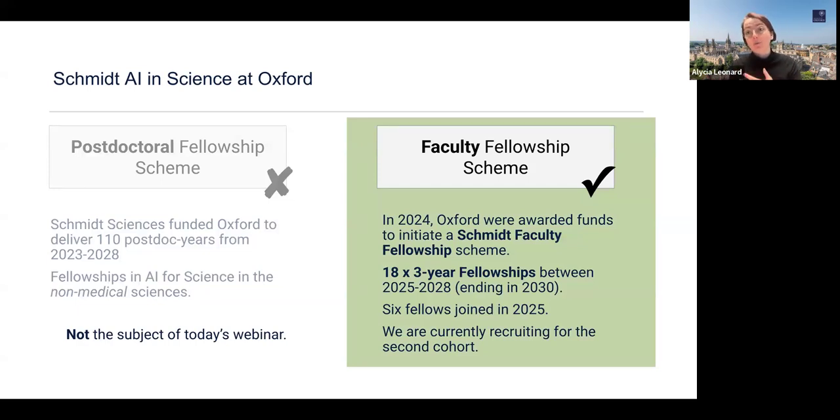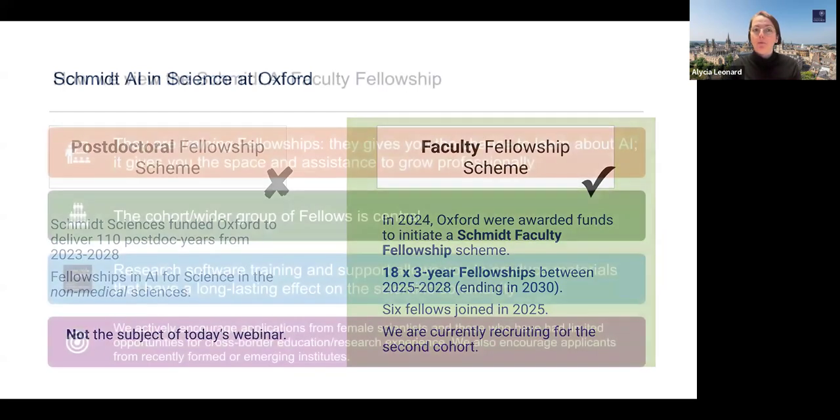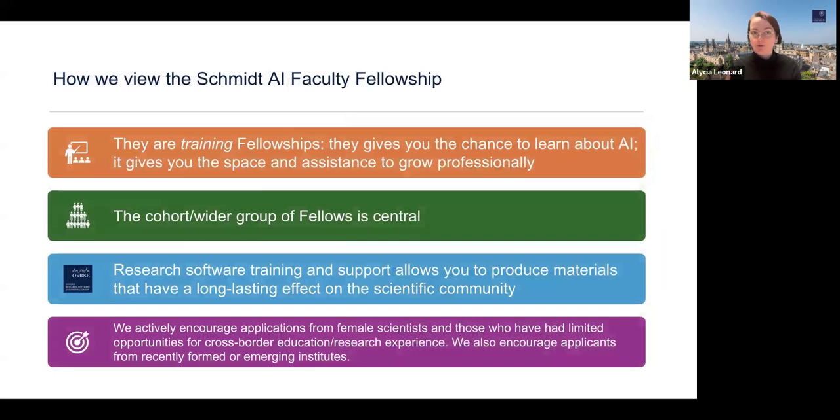This started with an award in 2024 for Oxford to provide 18 three-year fellowships, starting in the years 2025, 2026, and 2027, running until 2030. And so we have had 6 fellows join us this year. We are lucky to be joined by a couple of them today as well. And we are currently recruiting for our second cohort. And so a little bit more about the fellowship program. What's the ethics and the ethos of this program? The faculty fellowship is a space for you to learn and grow within your advancing career.